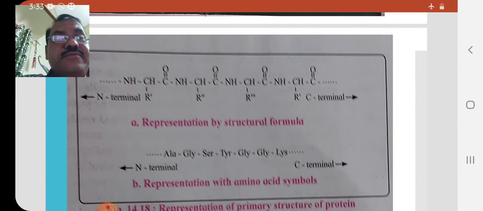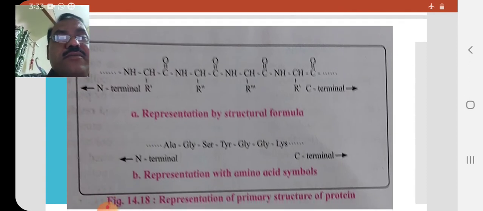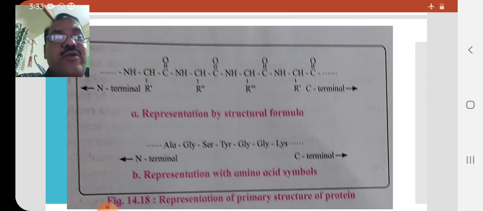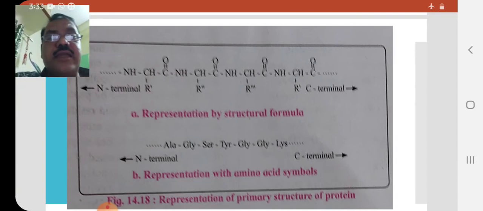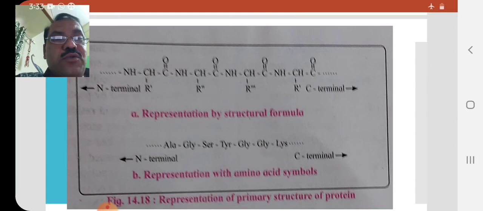This is the example. So many amino acids are linked with each other through peptide bonds. This CO-NH group is called the peptide bond, and it is represented by Ala-Gly-Arg. I have given a table in the last lecture. Go through this table. Every amino acid is represented by a three-letter symbol, and this symbol is used to represent these primary protein molecules.